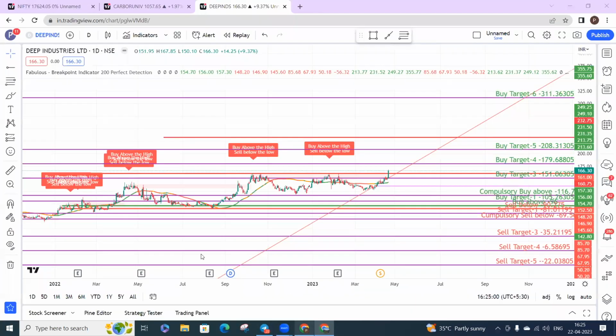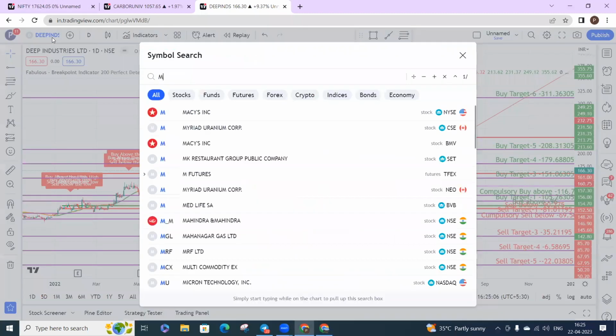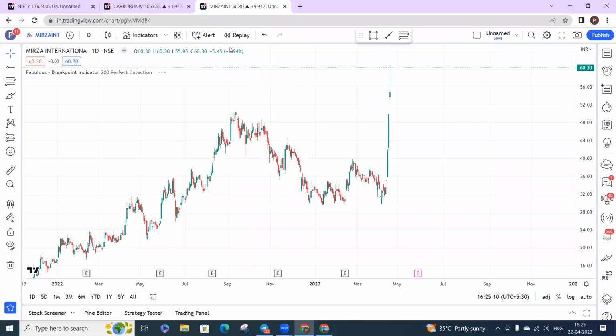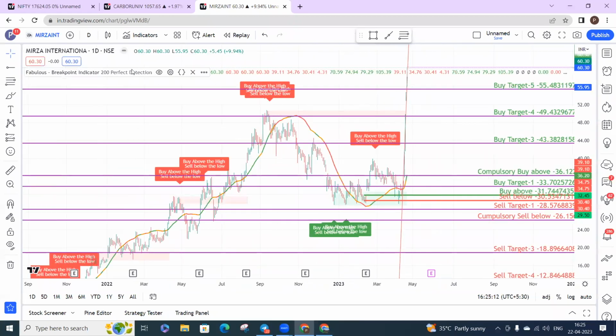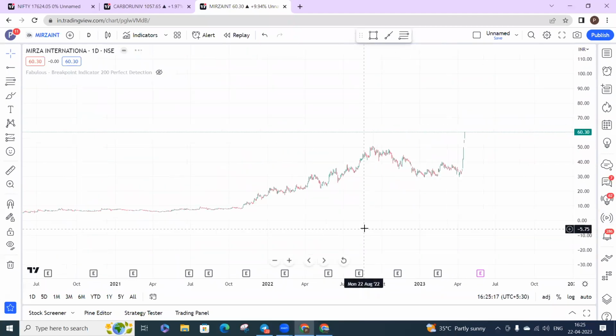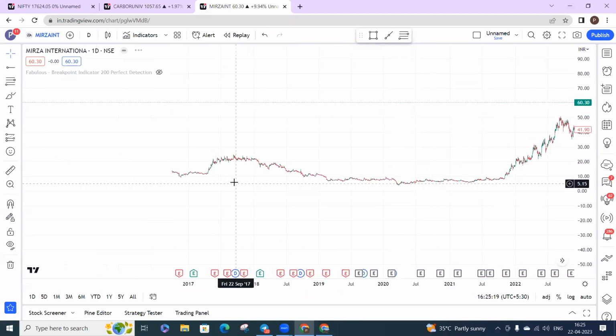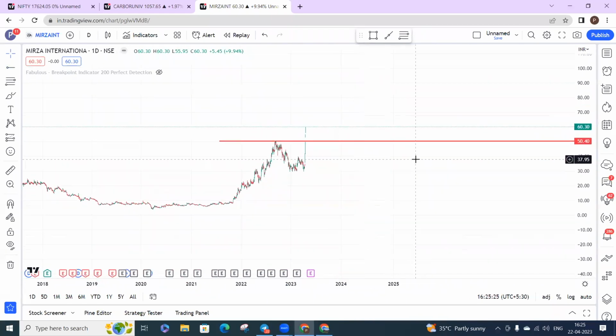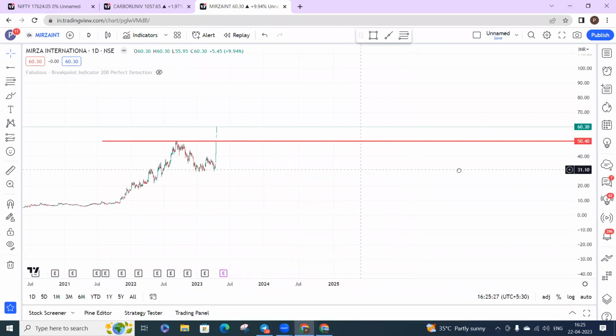Let's say Mirza International, M-I-R-Z-A. Okay, this also looks good to me. See how beautifully it is moving. So this is an all-time high. It is breaking this particular area. So we can go for this particular stock.